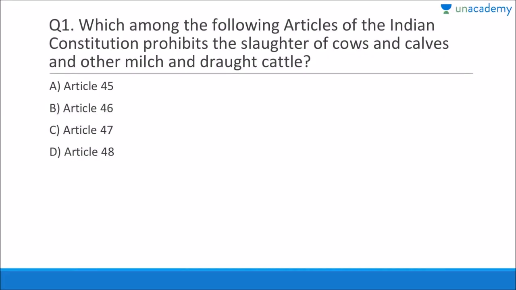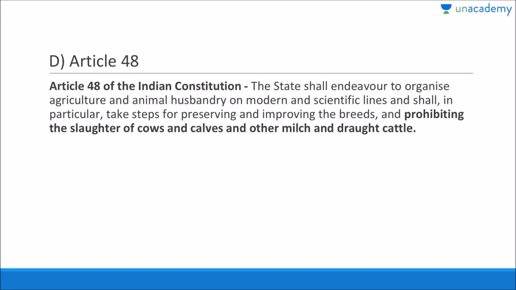Question number 1, which among the following articles of the Indian Constitution prohibits the slaughter of cows and calves and other milch and draught cattle? So answer here is D, Article 48. So Article 48 of the Indian Constitution states that the state shall endeavor to organize agriculture and animal husbandry on modern scientific lines and will prohibit the slaughter of cows and calves and other milch and draught cattle.